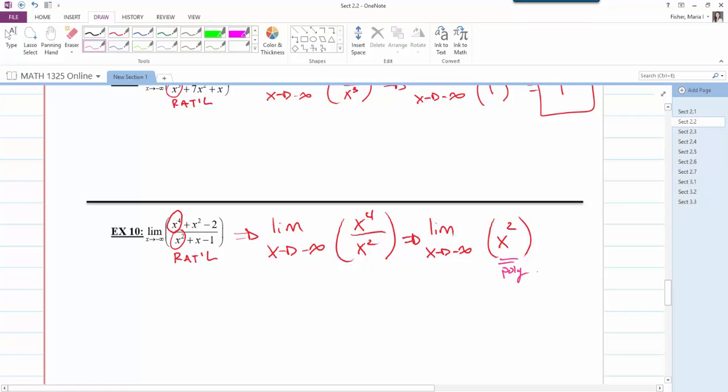Well, I just have to think about, okay, what happens when I take negative infinity and I square it? Well, that's negative times a negative. Two negatives equal a positive, therefore this is equal to positive infinity. So the limit as x approaches negative infinity of x to the fourth plus x squared minus 2 all over x squared plus x minus 1 is equal to positive infinity.